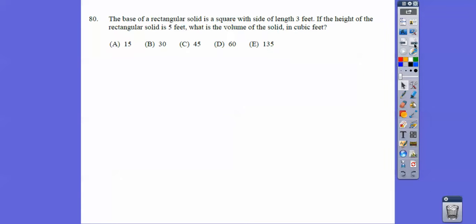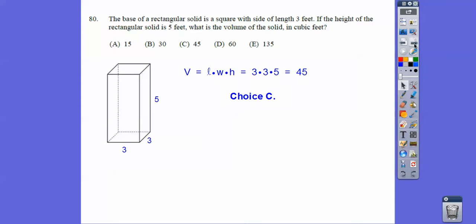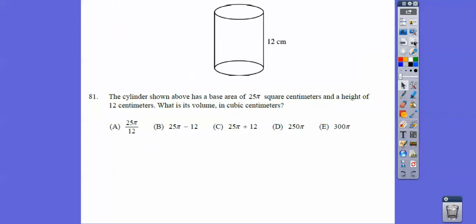The base of a rectangular solid is a square with side of 3 feet. If the height of the rectangular solid is 5, what's the volume? So here's my square with the sides 3 by 3, and here's the height. Volume is length times width times height, so 3 times 3 times 5 is 45. Okay, choice C.